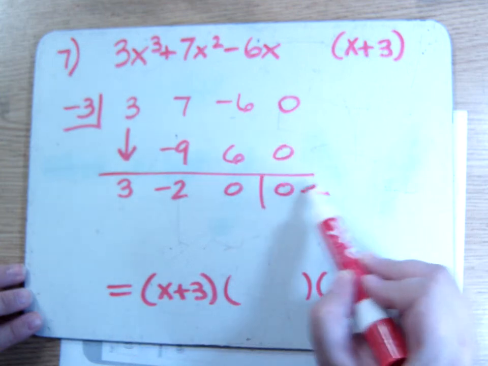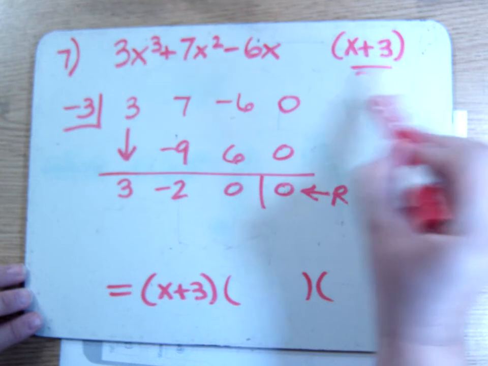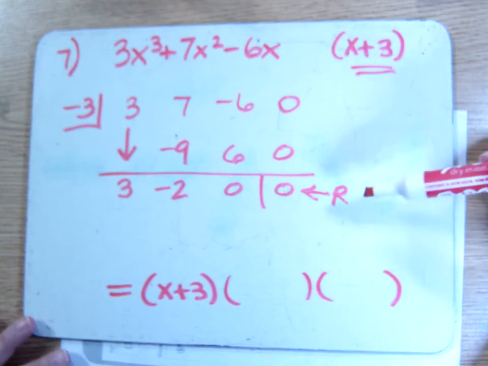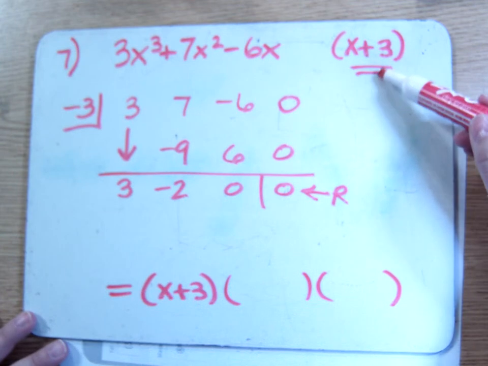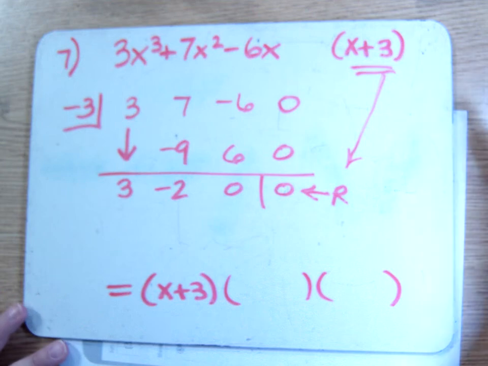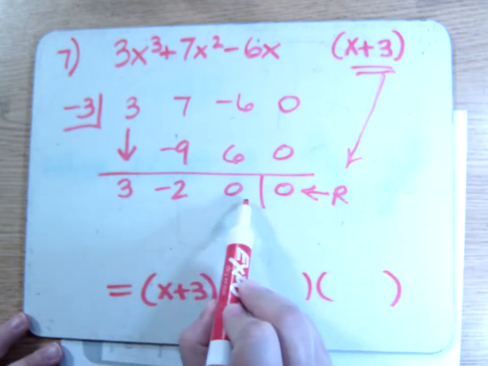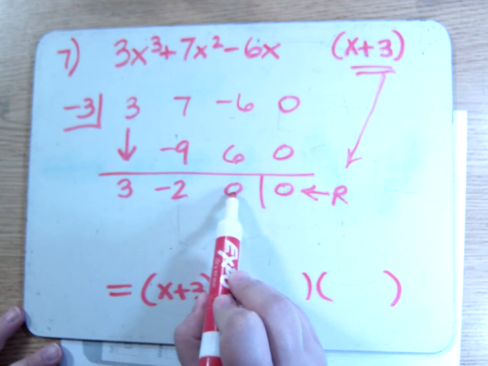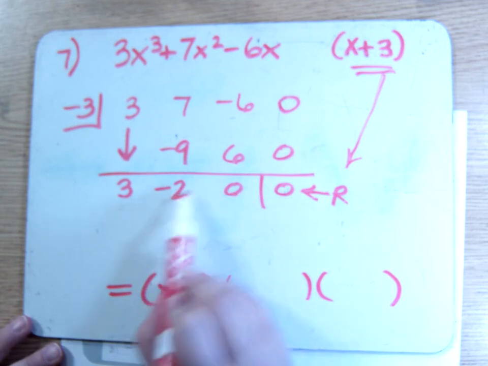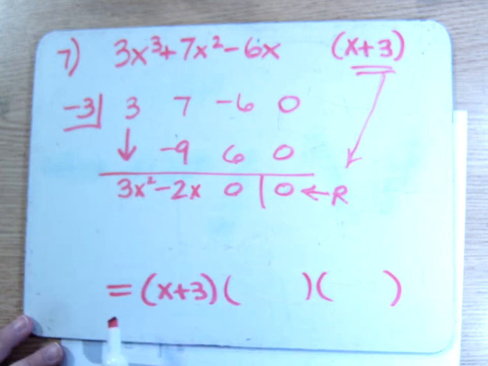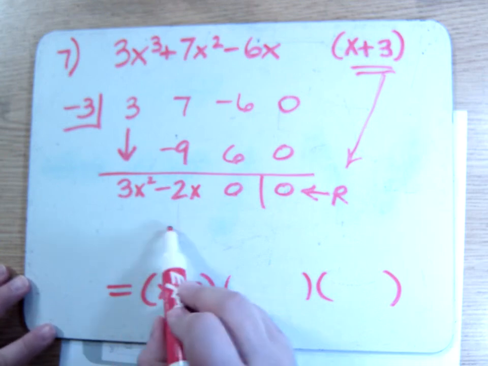Now, this is important because I was told that this was a factor. If I had gotten a remainder, that would mean they lied to me. Okay? The fact that I'm told this really is a factor means I should get a remainder of 0. So that's good. Now, what this is telling me over here is what's left when I take that factor out. Here's the ones term or the constant term. Here's the x term. Here's the x squared term. So when I factor that out, I'm left with 3x squared minus 2x.